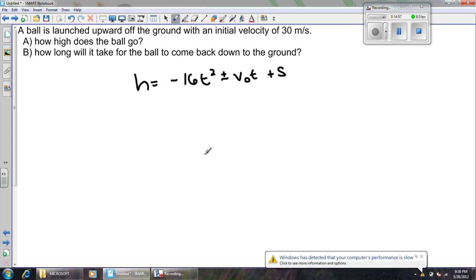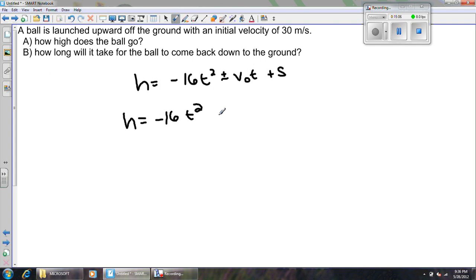So the starting height is 0. So h is going to equal negative 16 t squared plus 30t, plus 0. Now I want to factor this or use the quadratic formula to find out when it's going to hit the ground. And I think factoring is going to work really well. So I'm going to set h equal to 0.